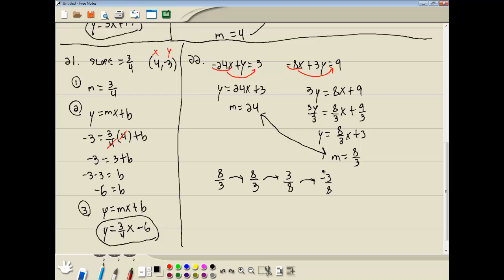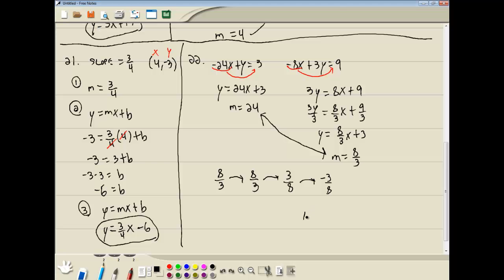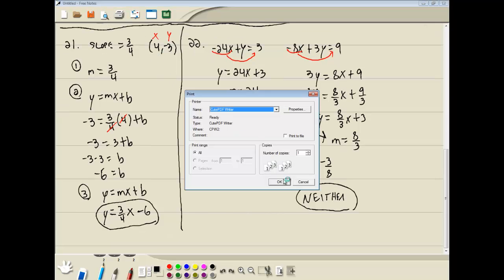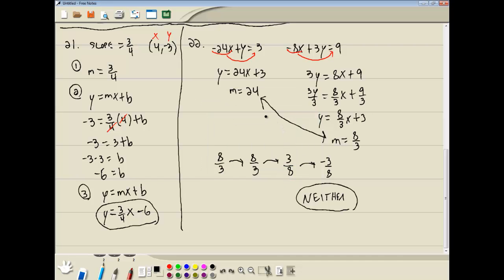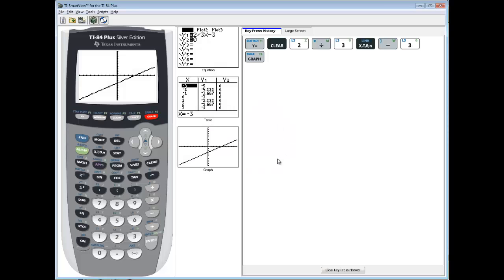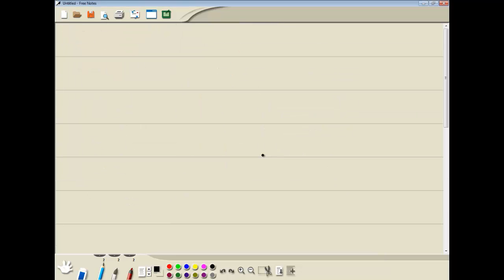So it's not parallel, it's not perpendicular. I'm assuming the last choice is neither. So neither is our answer. Let me save that page. Let's look at 23.